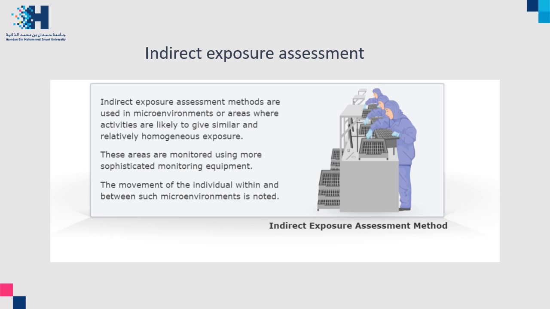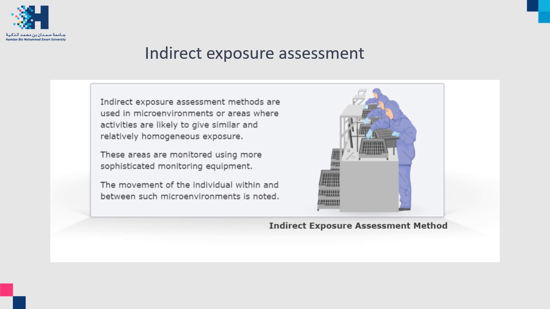Workplace surveys and questionnaires. This method involves collecting information from workers about their job tasks, workplace conditions, and exposure history to estimate potential exposure levels. Exposure databases. This method involves using historical data on workplace exposures to similar hazards to estimate potential exposures in a new situation. Expert judgment. This method involves relying on the knowledge and experience of industrial hygienists and other experts to estimate potential exposures based on the available information.